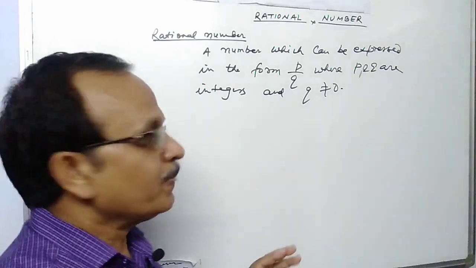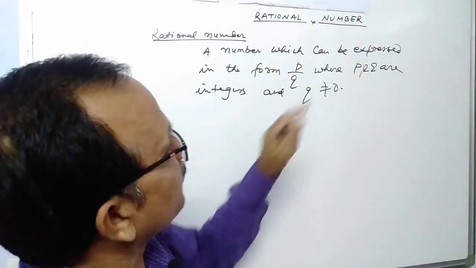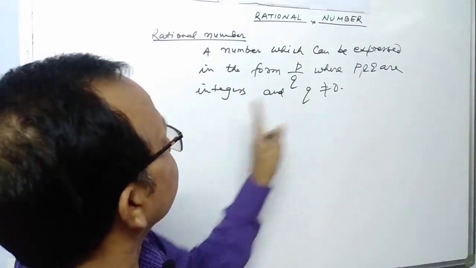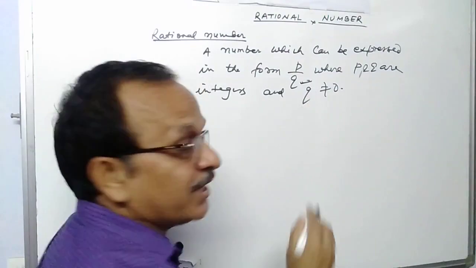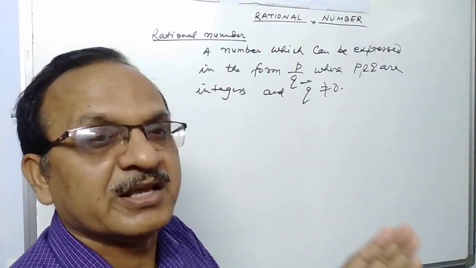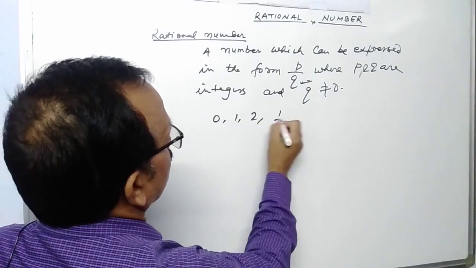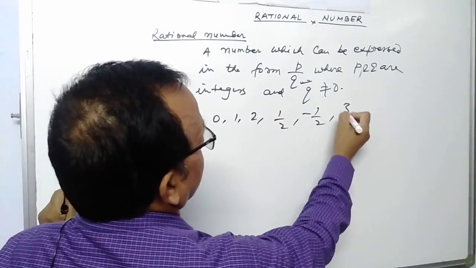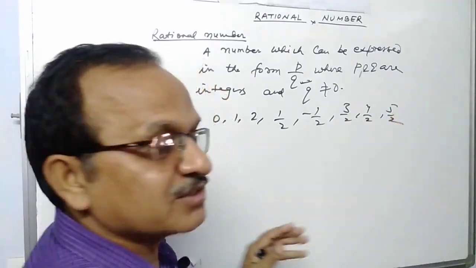इसका क्या मतलब हुआ? Any number which can be expressed in the form of p by q, where p and q are integers and q should not be equal to 0. Q should not be equal to 0 means denominator should not be equal to 0. Suppose कि 0, 1, 2, 1 by 2, minus 1 by 2, 3 by 2, 4 by 2, 5 by 2, all are rational numbers.